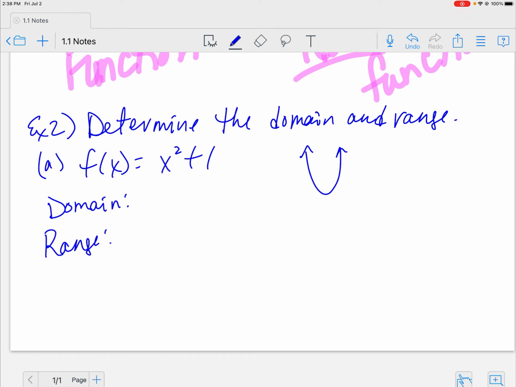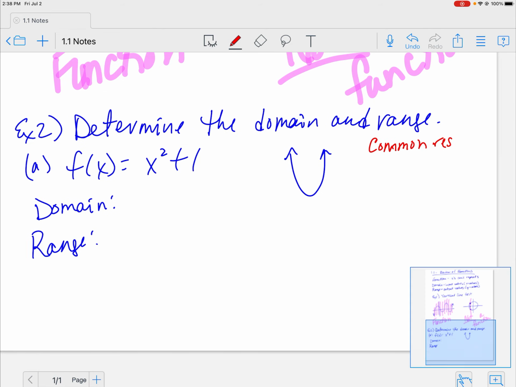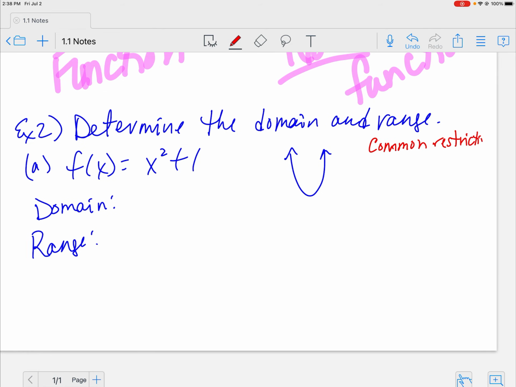Now if I'm looking at my domain, what values are going to work for this? Do I have any restrictions on my x? That does bring up a good point. What are the common restrictions for domain? What are some things that would be a restriction for domain?